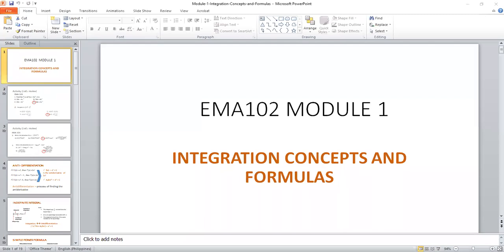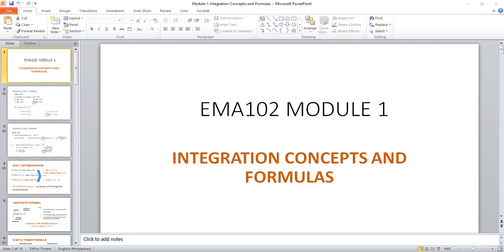So we are now on EMA 102, Module 1, Integration Concepts and Formulas. These are fundamentals of integration. For this slide, we start with the review, actually, the review of what you have learned in your differential calculus. Please let me know if my slides are not transitioning, because at times my laptop is not working. So, let's have a short review.